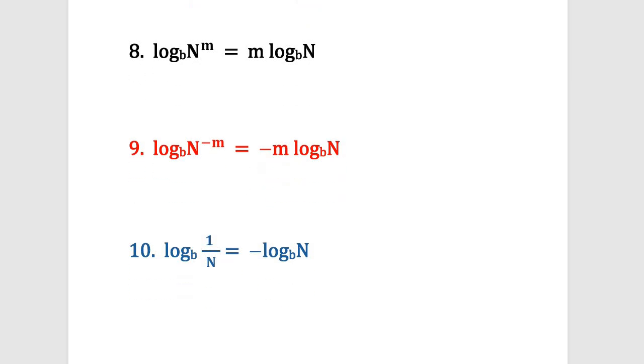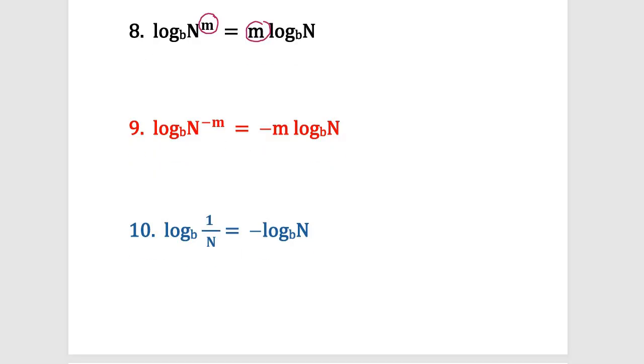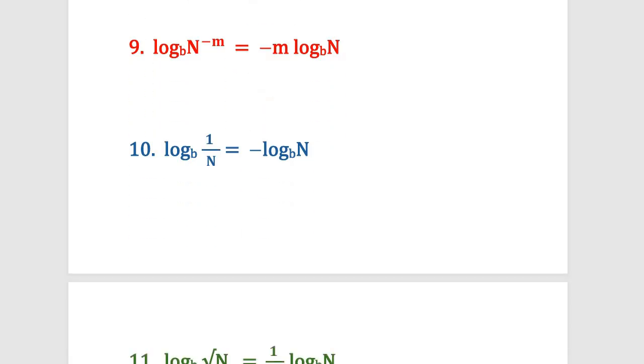Formula number 8, log b base n to the power m equals m times log b base n. So the power of the number comes as the coefficient of the log. This is formula number 8. So the power m comes as the coefficient of the log. Formula number 9, log b base n to the power minus m equals minus m times log b base n. So the power minus m comes as the coefficient of the log.